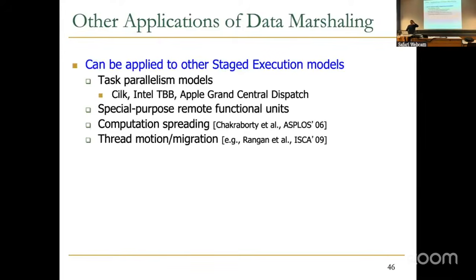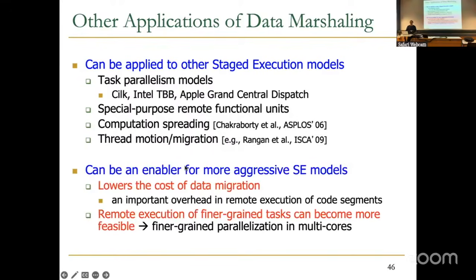So in the paper, we also discuss other applications that I'm not going to talk about. This could be generalized to other staged execution models, like clearly task parallelism models that people use in the field. I'm going to briefly talk about that when we talk about multiprocessors, I think. And special purpose remote functional units. There are also other approaches in the literature that are interesting that I'm not going to talk about. And I think if you reduce the cost of this sort of communication, including with this approach, this could be an enabler for more aggressive staged execution, meaning more aggressive parallelization, right? And this is kind of what people really wanted to do when they initially started with multiprocessing. You really want to parallelize your program as much as possible.